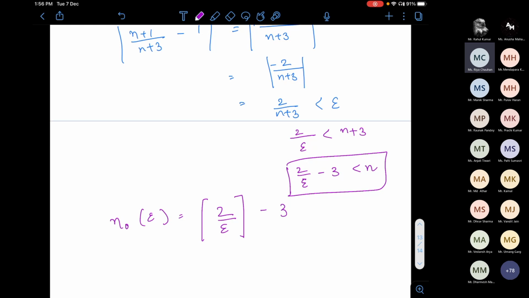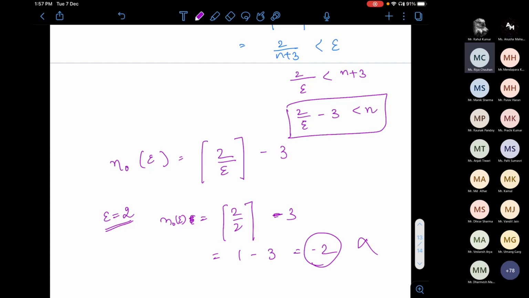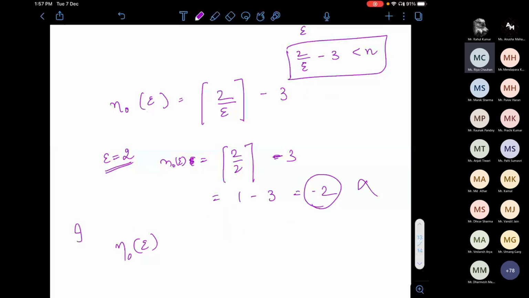For my convenience, see here in this case, if I take epsilon to be very big, say 2, then n naught is not valid for epsilon very big. That's why I always consider a good choice.